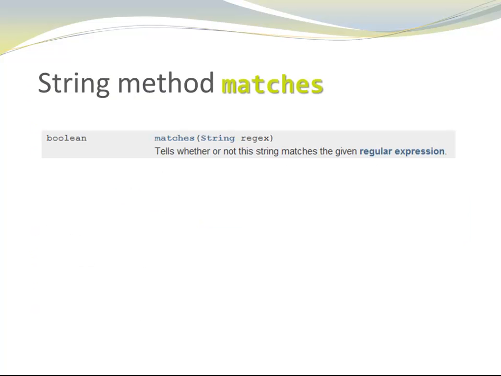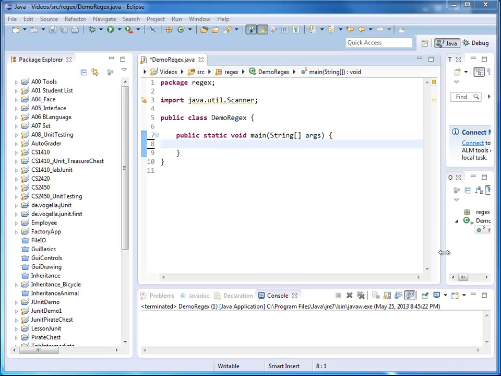Class String includes a method called matches that can be used to find out whether the given string instance matches a given regular expression. Let's look at an example. I want to write a program that hard codes a regex search pattern and allows the user to enter strings that are going to be matched against that pattern. So we start by declaring a Scanner instance that reads from the keyboard.